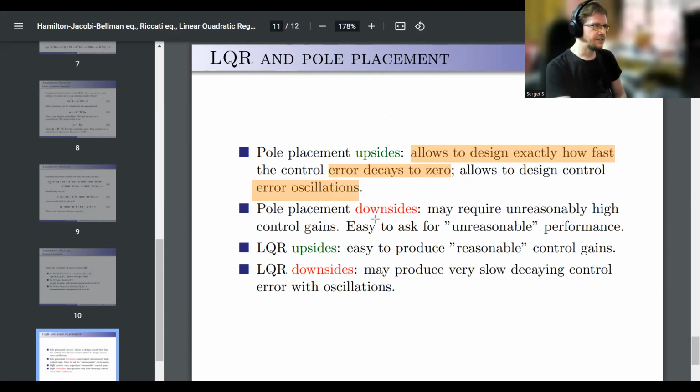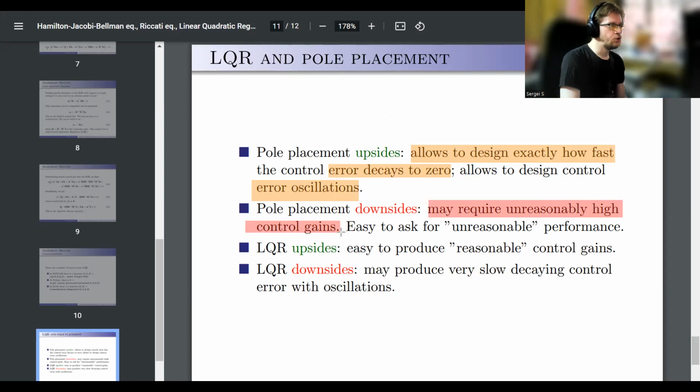The minus side is it may easily require unreasonably high control gains. So I may ask, please make sure that this eigenvalue is equal to -2. And you need control gain 10,000 for that. So in practice, it is useless. You'll be like, hey, -2 doesn't work because of 10,000 control gain. Let me ask for -1. And they'll tell you, okay, this is 1,000. You'll be like, okay, still not acceptable. And so on.